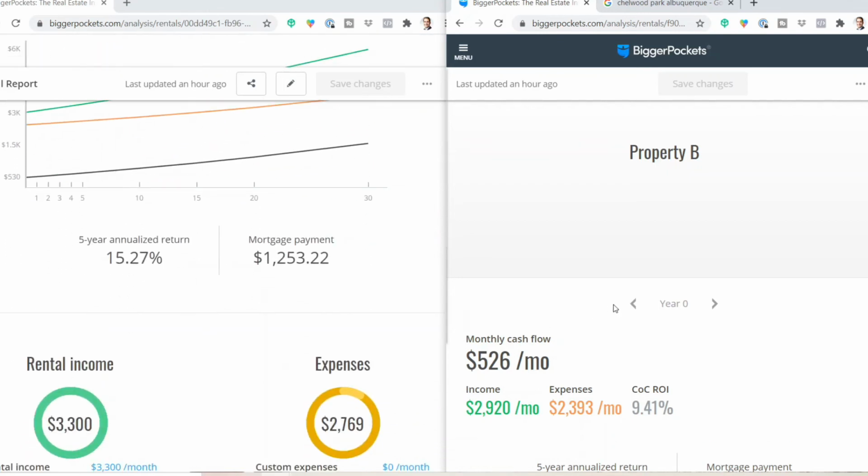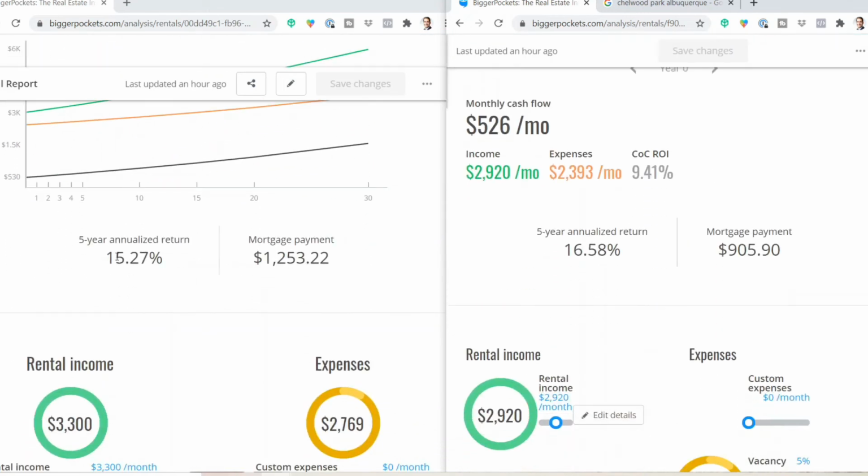But if you scroll down a little bit more, we look at our 5-year annualized return, which is not nearly as big of a difference between property A and property B. Now, that has a lot to do with the resale value of these properties.